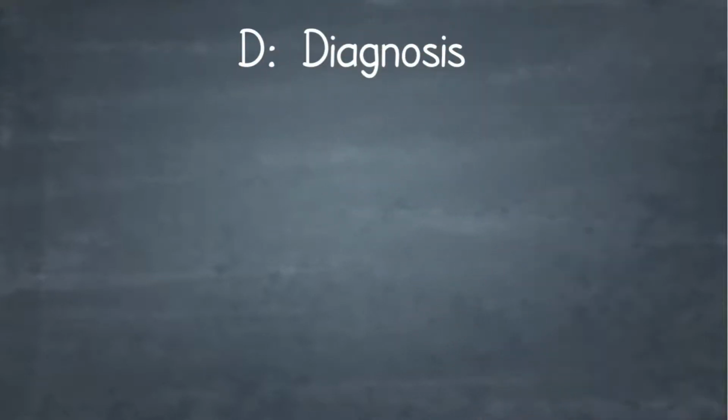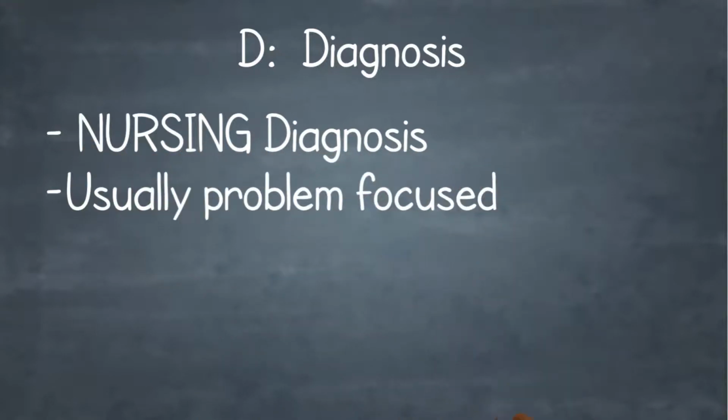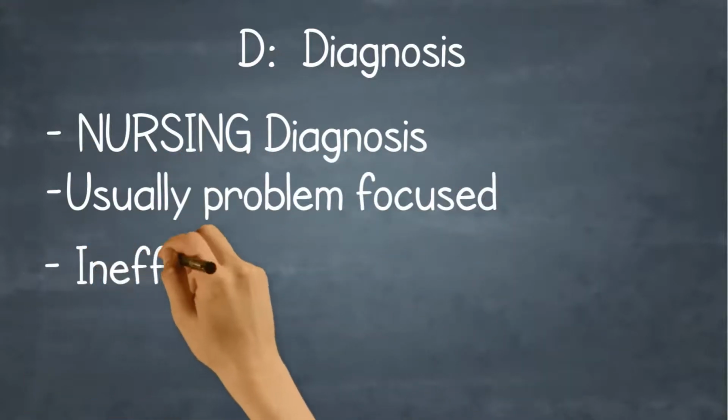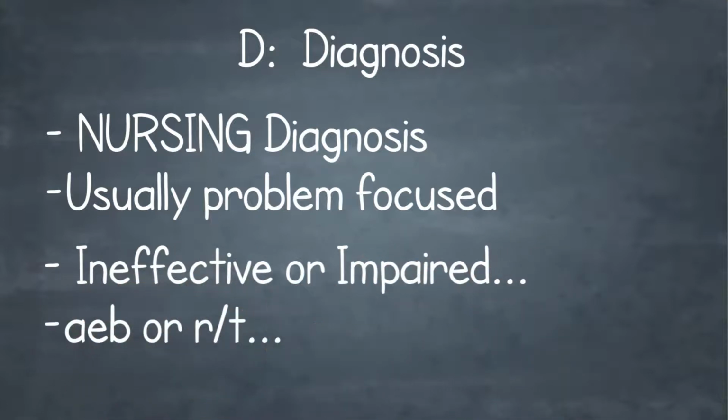The D in ADPI stands for diagnosis. Now, this is a nursing diagnosis, not a medical diagnosis. And what we're usually focused on is something that is problem focused. So that's where you see ineffective or impaired something as evidenced by related to something else. So, for example, if your patient has trouble breathing, your nursing diagnosis may be impaired gas exchange as evidenced by increased respiratory rate, decreased oxygen saturation, and wheezes.